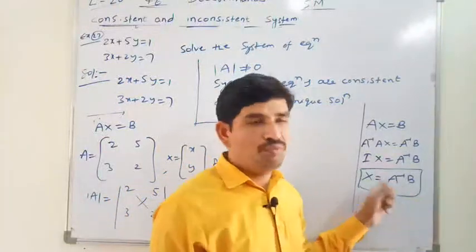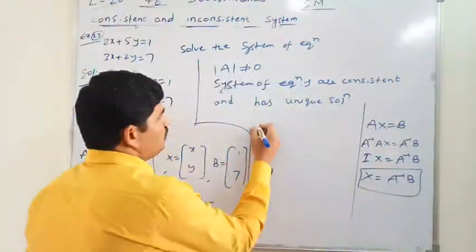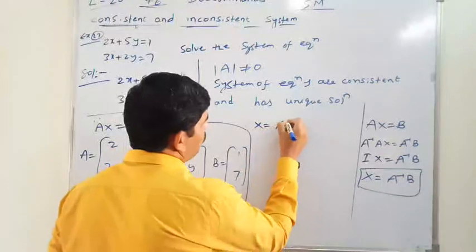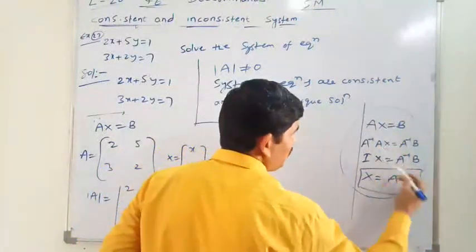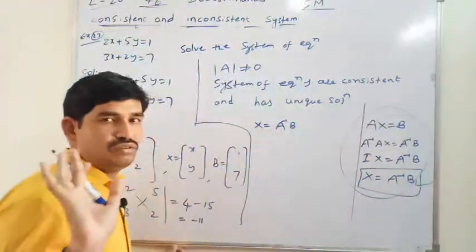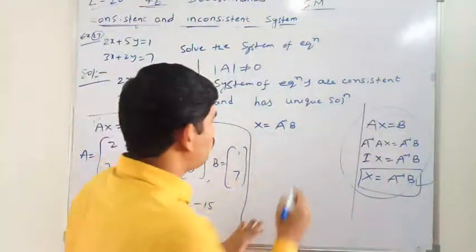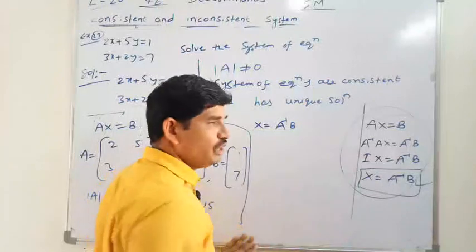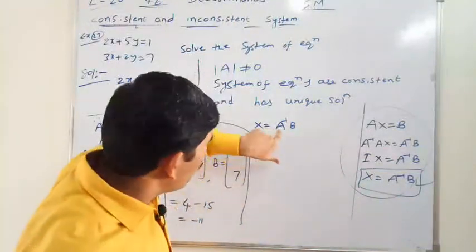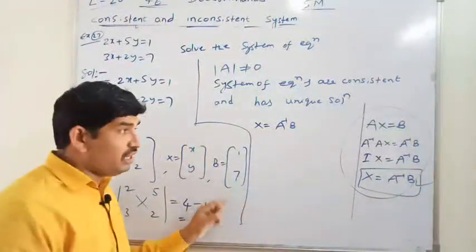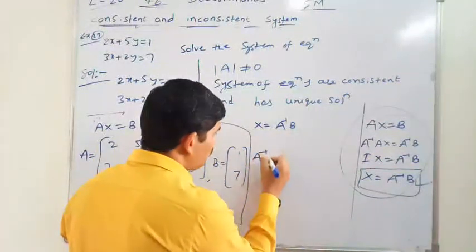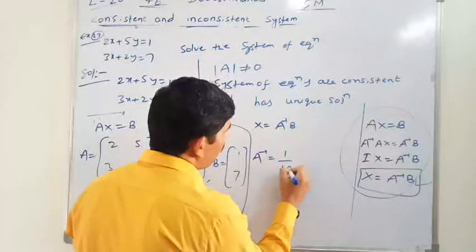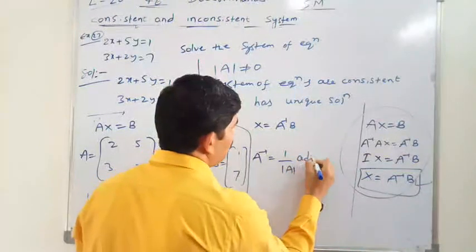X is equal to A inverse into B. No need to write each and every question in total, directly we have tried this one, that's all. X is equal to A inverse B. Now we already have the B matrix here, but we have to find A inverse. We know that A inverse is equal to 1 by determinant of A into adjoint A, yes or no?